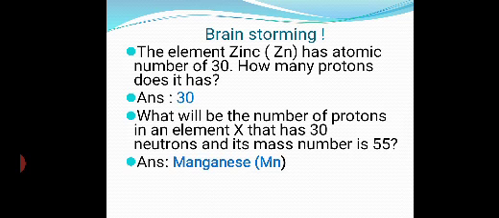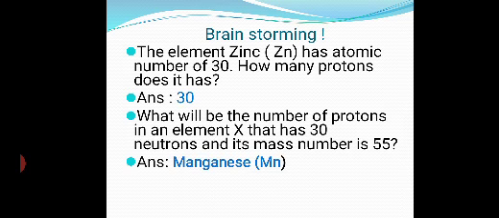Now it's brainstorming time. The element zinc has atomic number 30. How many protons does it have? Very simple. The question is about atomic number. As you have already studied, in atomic number we simply count the number of protons. If the atomic number of zinc is 30, that means it has how many protons?